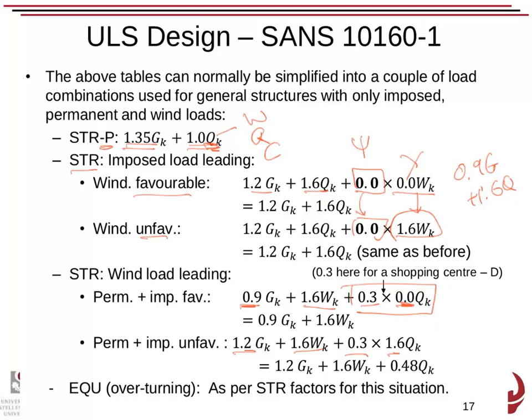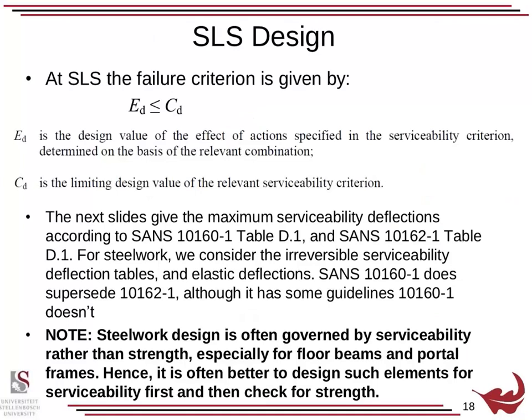And so these would just give you some different cases: permanent, imposed, etc., moving along. And then equilibrium, overturning as per STR factors for this situation. So now at the SLS, the failure criterion is given by the design resistance is less than the limiting design value of serviceability criterion for deflection. And we've already sort of covered that briefly.